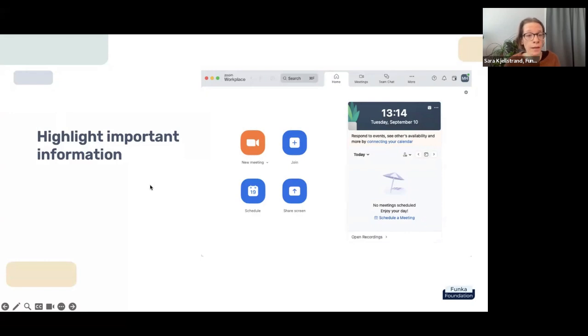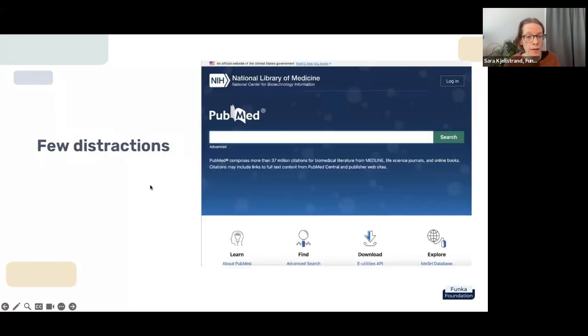interface, where they have the 4 options of a new meeting, joining a meeting, scheduling a meeting, sharing a screen, and then an agenda at the side, just to see what happens today. And that's it. No promotions, no pop-ups. It's easy to find what you came to do on the website. In a similar manner, it's also good to have few distractions.